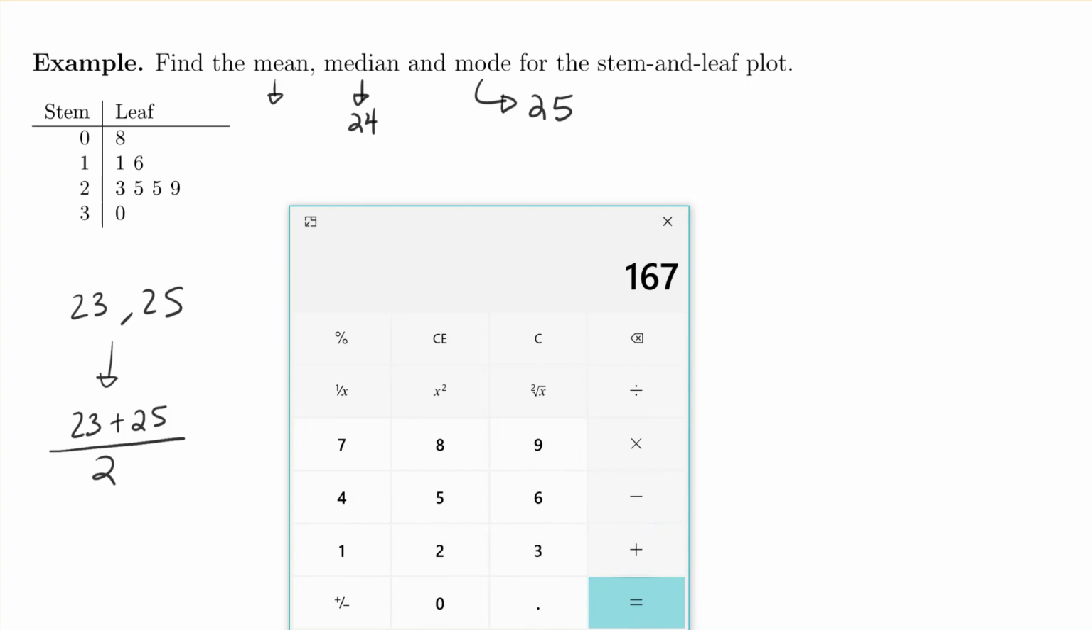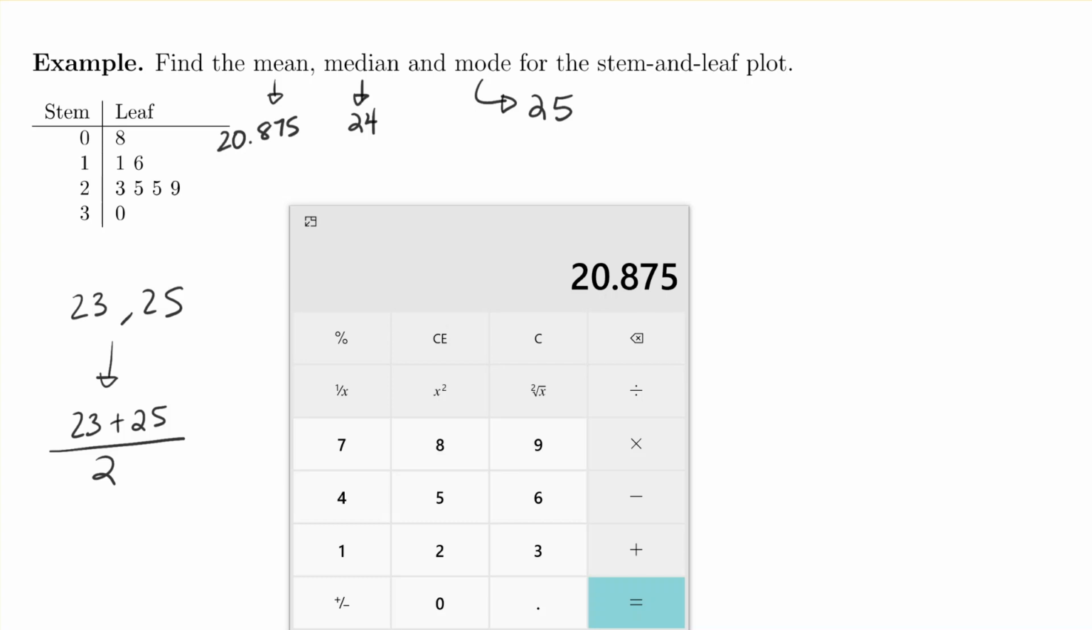So I've got a total of 167. Now let's count. There's 1, 2, 3, 4, 5, 6, 7, 8 items. Divide by 8, and my mean is 20.875. Now, I think this is the fastest way to do the problem.